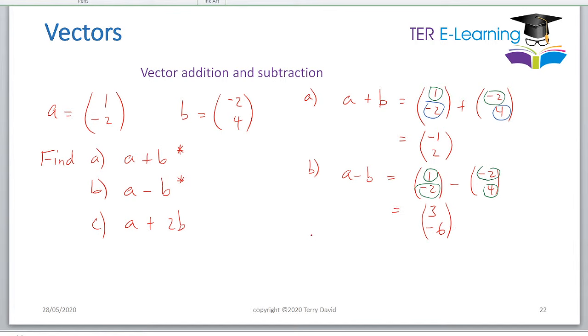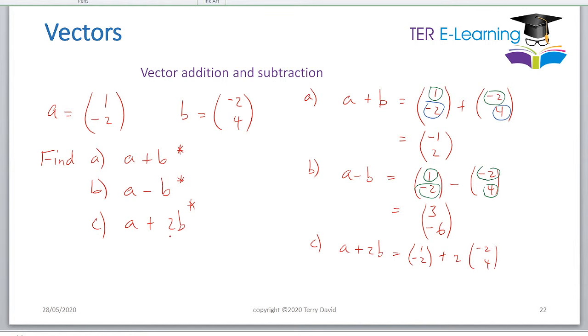The last one now. Even though students are able to work out a and b, sometimes they can get a little confused with this one. You have a plus 2b. So the first thing you write down is a plus 2b. Now you're going to write down what the vector a is. The vector a is 1, minus 2. So this is 1, minus 2, plus 2 multiplied by the vector b, which is minus 2, 4.